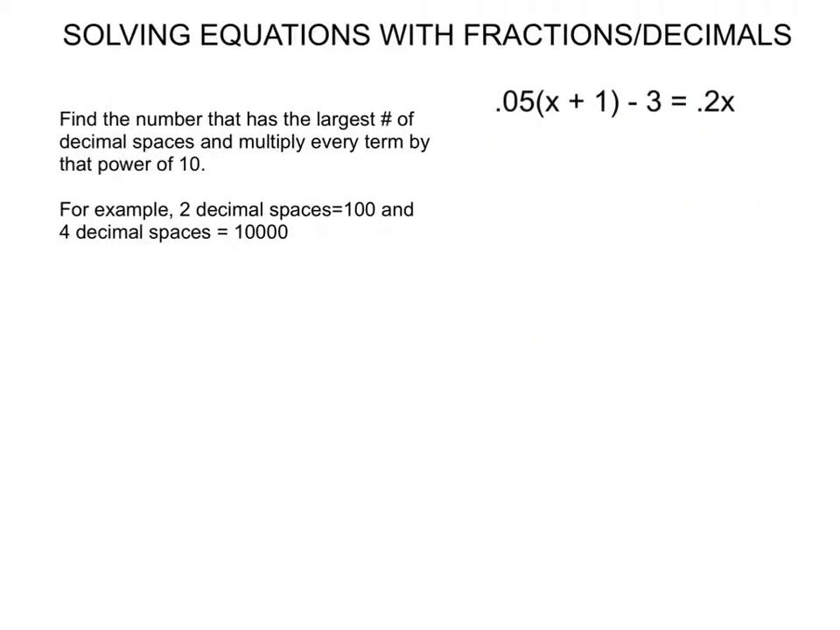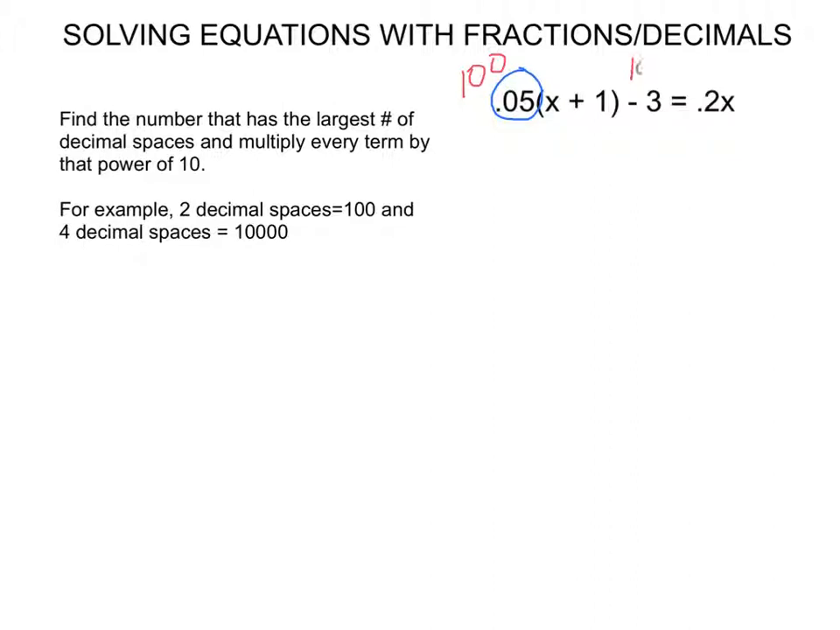In this example, when we have decimals, we're going to take a look at the decimals and count them up to see what is the most number of decimals that we see. In this first term, there are 2 decimal spaces. In this one, there are no decimal spaces, and in this term, there's 1 decimal space. So we take the largest, which is 2 decimal spaces, and we multiply every term by that power of 10, which in this case is 100.